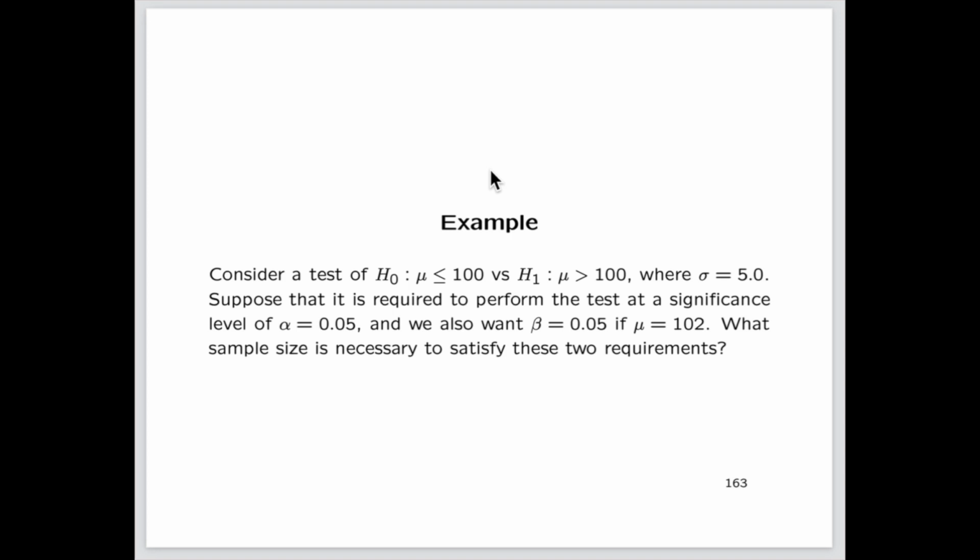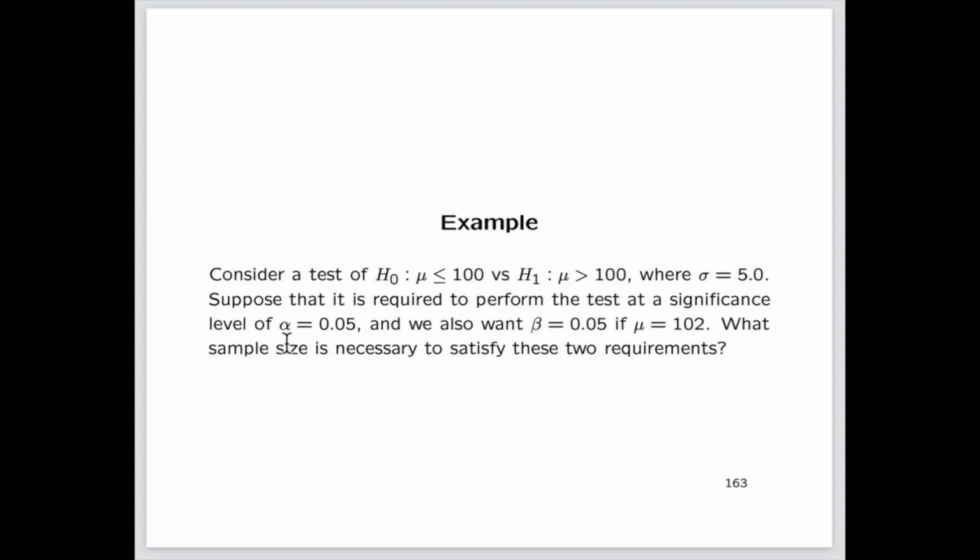Suppose that it's required to perform the test at a significance level of 5%, alpha equal to 0.05, but we also want the probability of a type 2 error to be only 5% as well when mu is equal to 102. So again, notice that we're specifying both the magnitude of the type 1 error, alpha equal to 0.05.